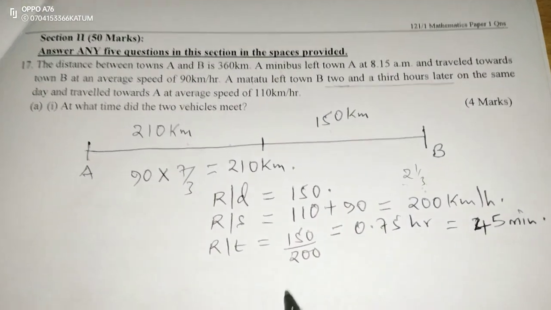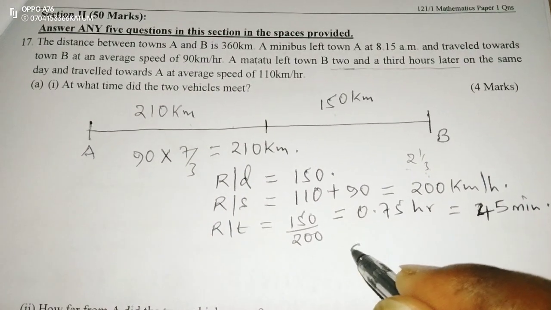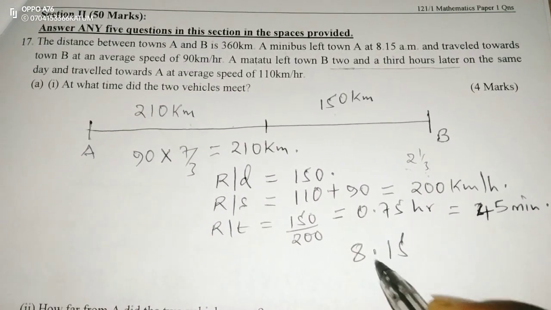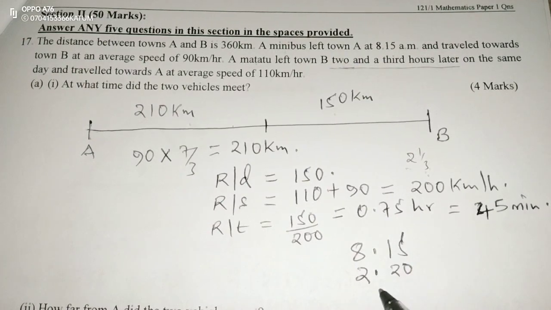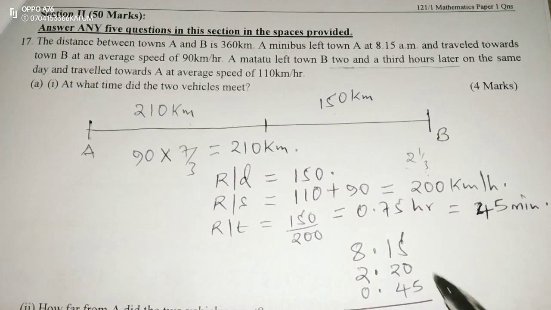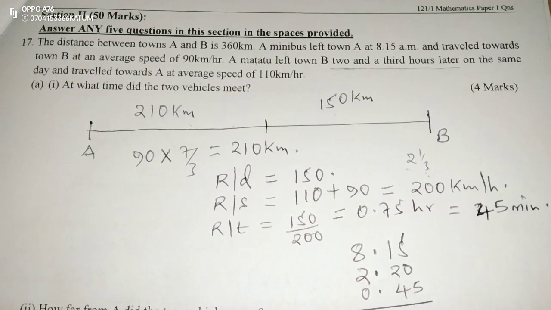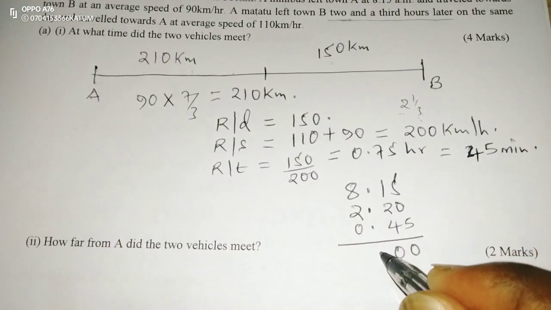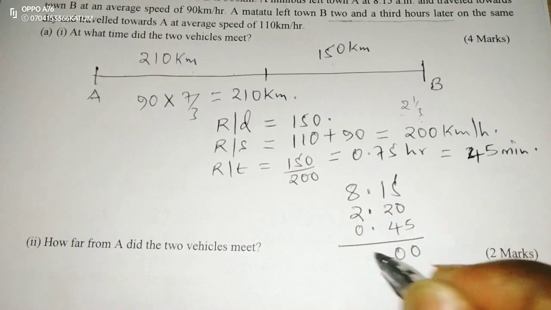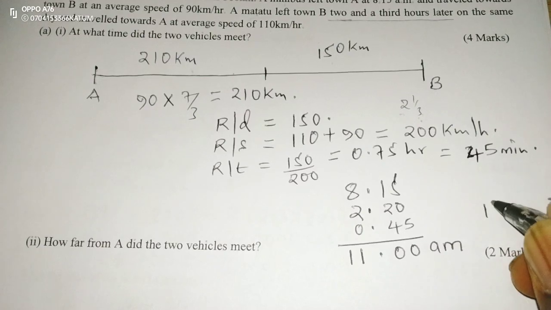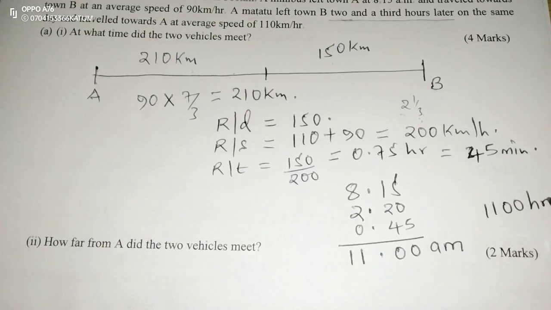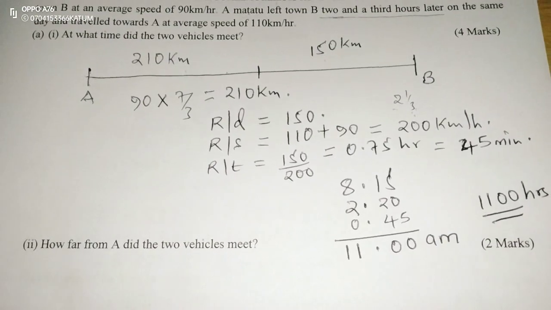So the time they are meeting is going to be from 8:15. We have the matatu starting 2 1/3 hours later. Then for them to meet, they are taking 0 hours, 45 minutes. This is 60 when we add 45 and 15. So we have exactly an hour. We carry the hour and we are getting 11. So 11 a.m., which is also written as 11:00 hours, is the time the two vehicles will meet.